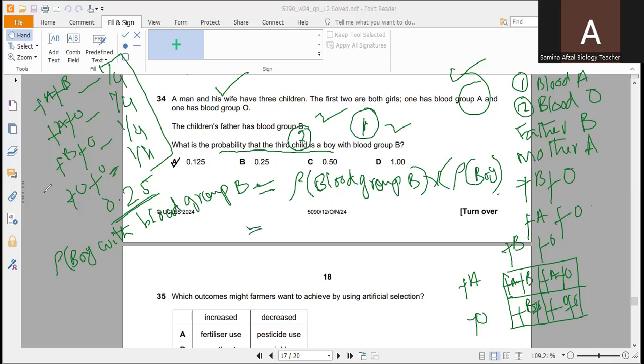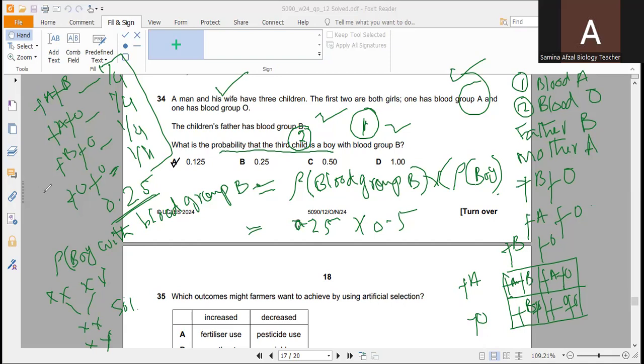So we have probability which is blood group B, it is 0.25, and 0.5 is the probability of having a boy or girl. You know that x-axis, xy. So according to sex determination, if there is XX and XY, the percentage is 50%. There can be a baby girl or baby boy. So this is 0.5.